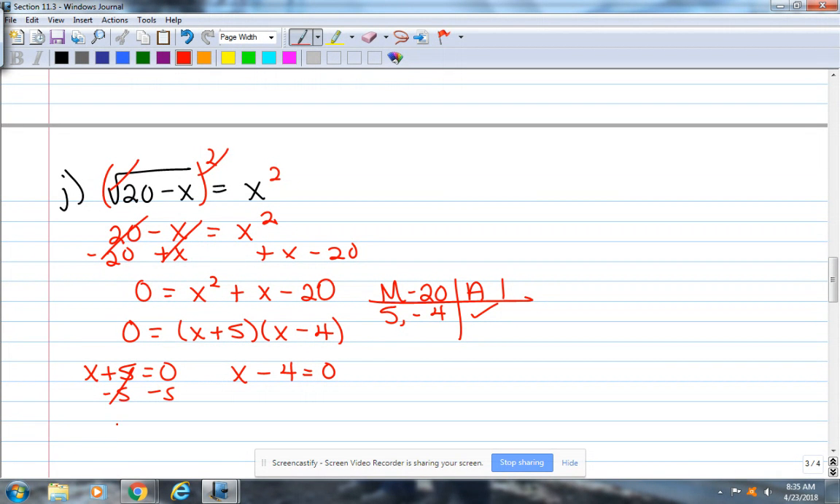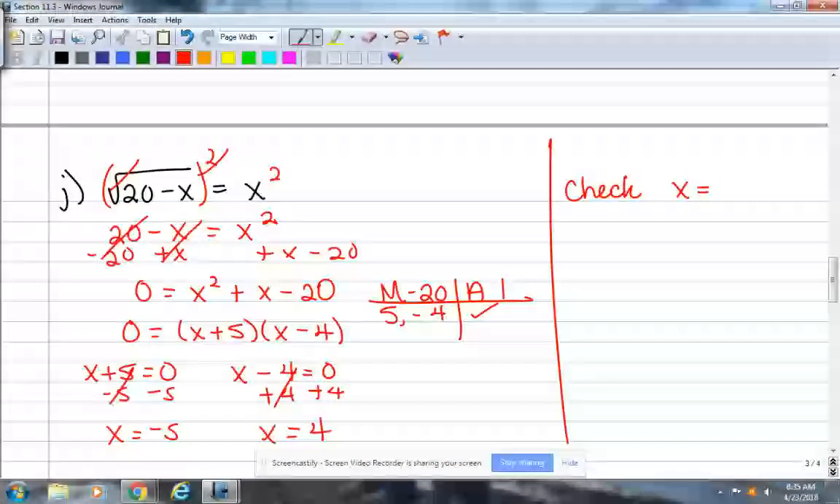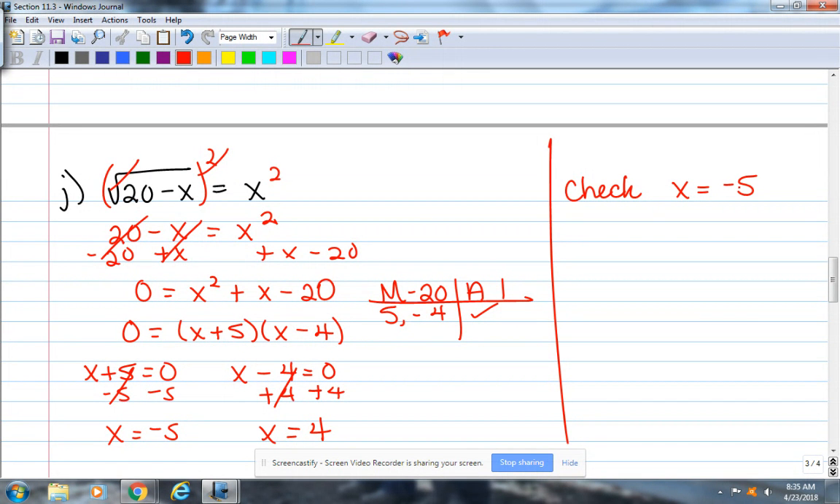I'm going to subtract 5 on both sides. X equals negative 5. And x equals 4. Am I done? I got 2 answers. Am I done? No, I need to check for extraneous solutions. So I'm going to come over to the side. I always like separating my work. I'm going to do the first one, negative 5 first. So square root of 20 minus negative 5 equals negative 5. So I just plug negative 5 in for my original x's in the original problem.